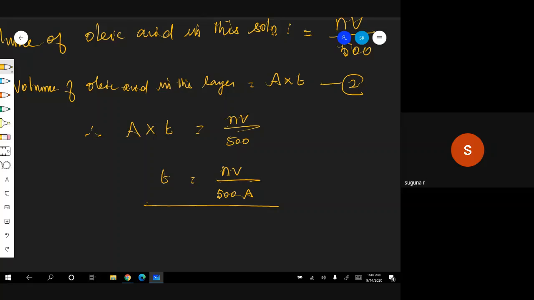Say the experiment is done so many times and it is found that the average value of T comes to be around 10 power minus 9 meter. The thickness is of the order of 10 power minus 9 meter. That gives you the molecular size of oleic acid. Is it clear? Do you have any doubt, children?